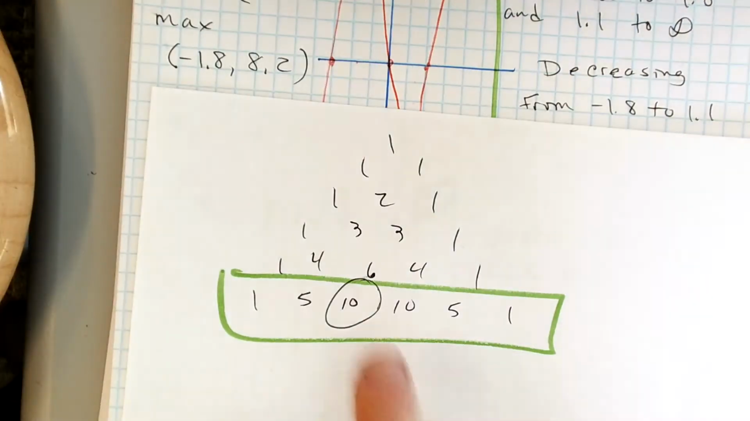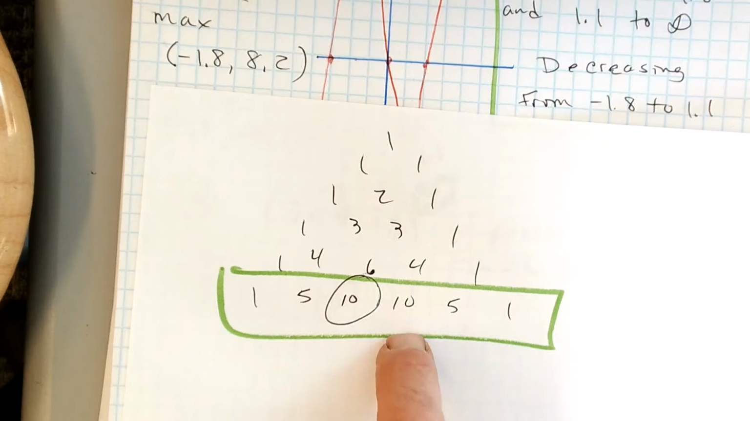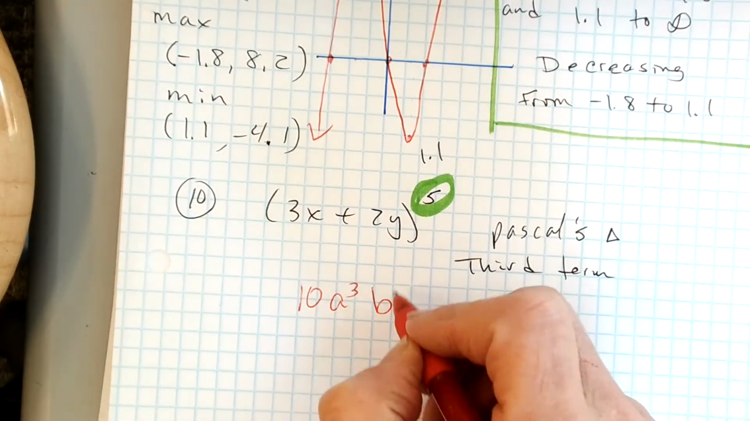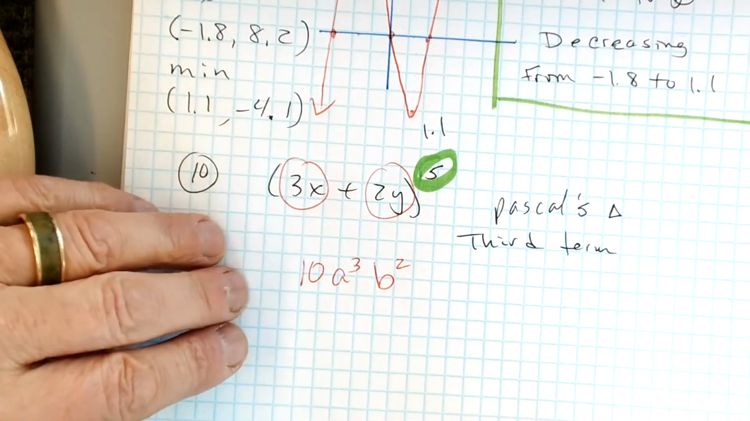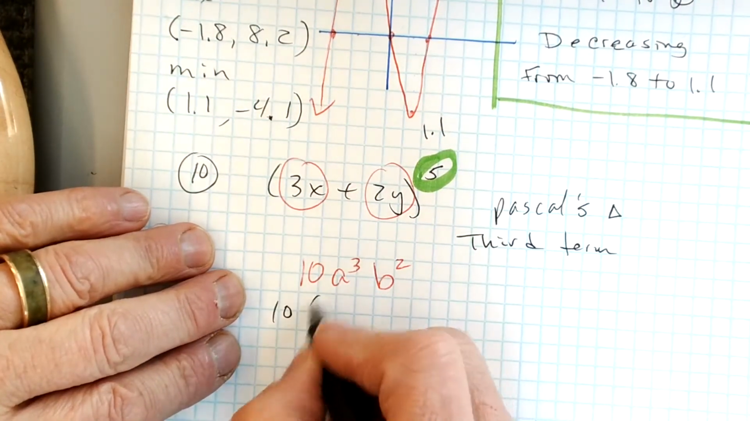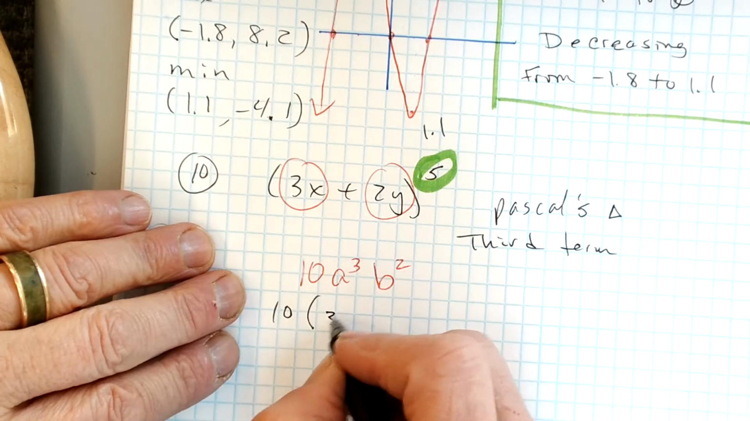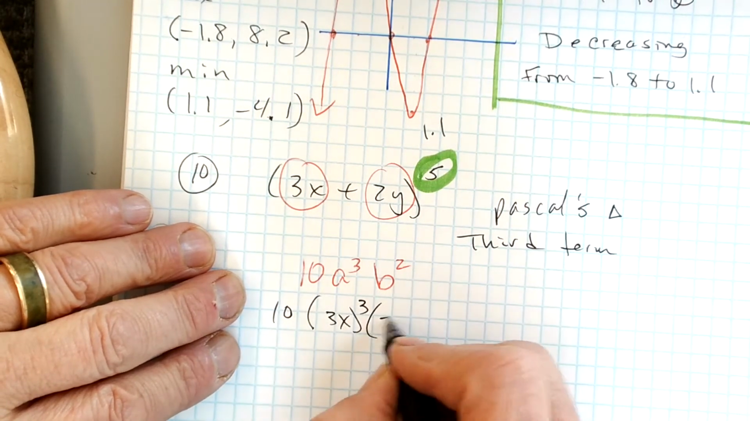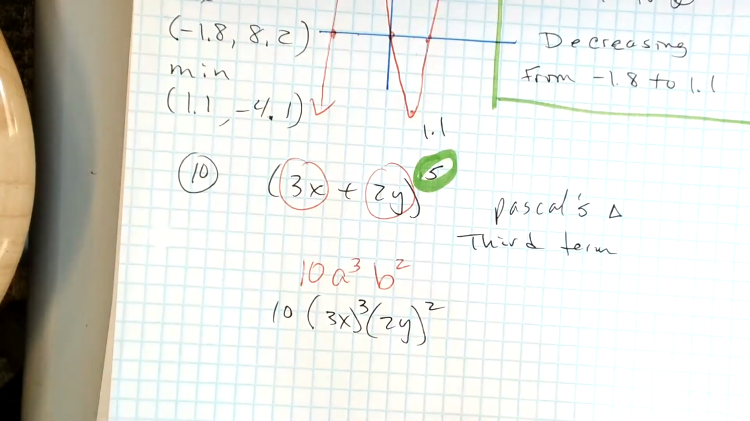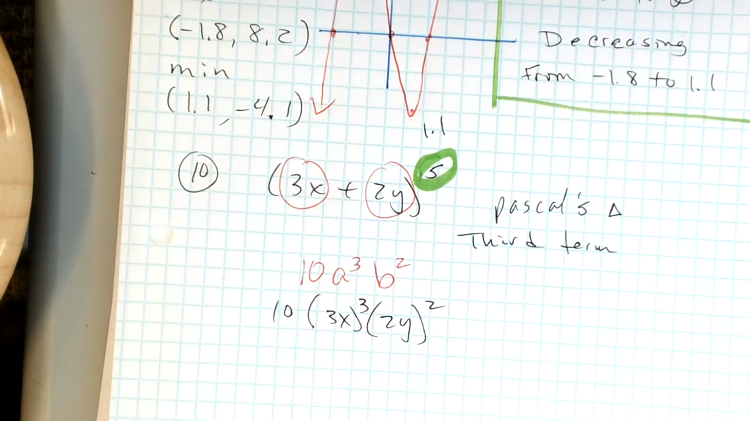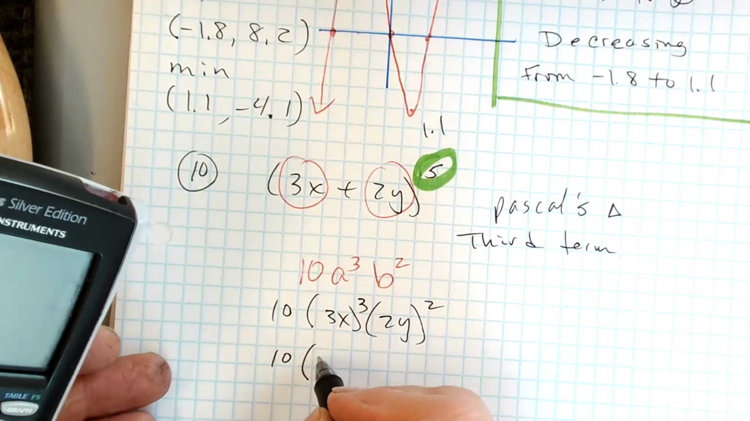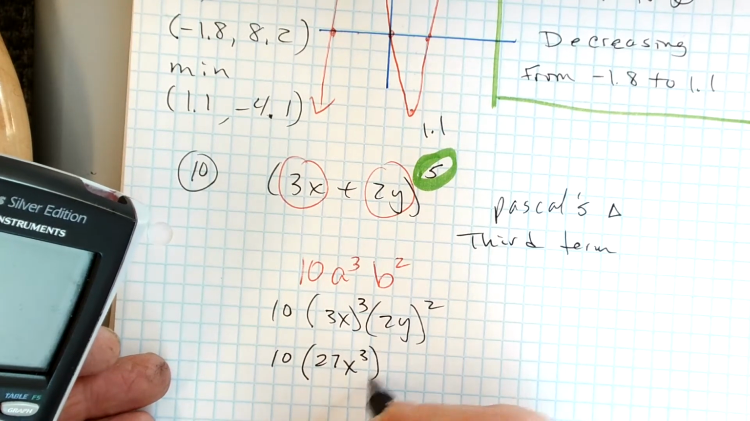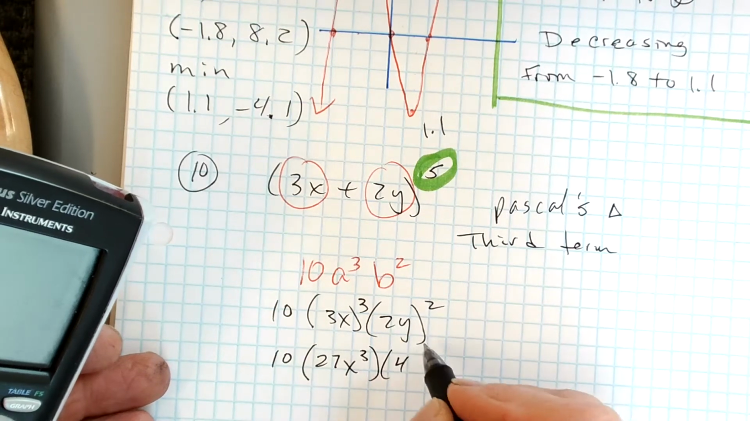a^3, and then b^5, b^4, b^3, b^2, and all I have to do is plug in a and b and simplify this. So I'm going to go 10 from Pascal's triangle, a, which is 3x cubed, and b, which is 2y squared. Okay, I just have to use my calculator to simplify this. So a couple of numbers I definitely know. I'm going to go 10. 3 cubed is 27, x cubed. 2 squared is 4, y squared.